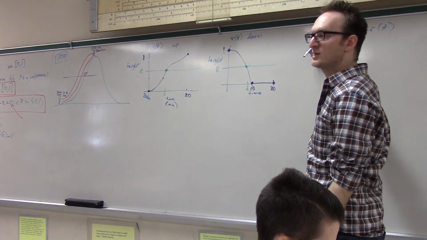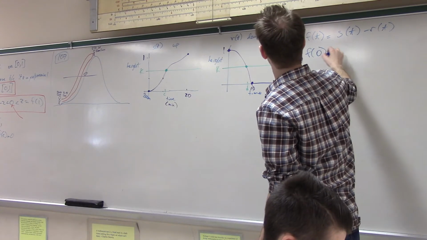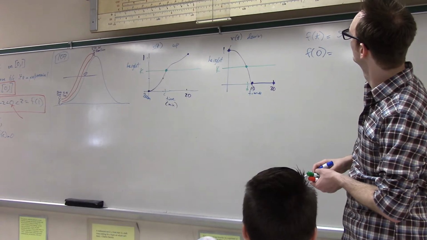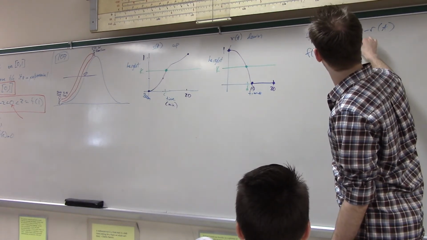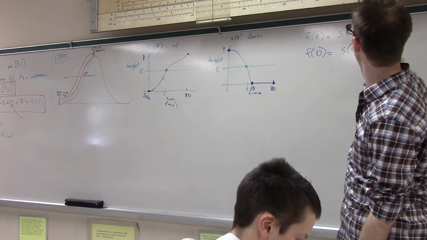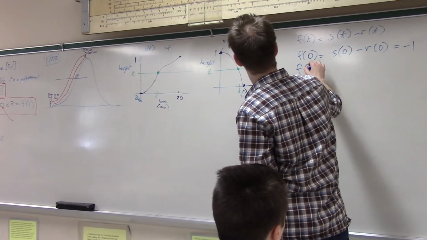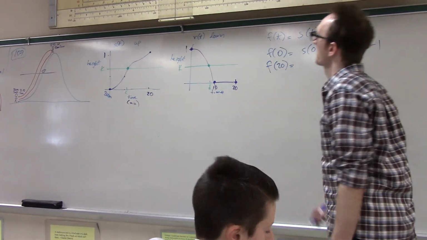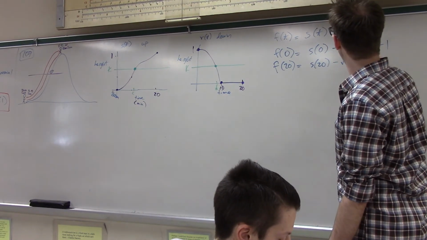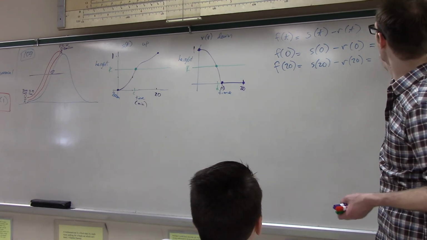If we define this new function f to be the difference of these two, then what is f of 0, for example? Eric? -1, yeah, it's s of 0 minus r of 0. S of 0 is 0 and r of 0 is 1, so this is -1. Does everyone agree? And what is f of 20? Yeah, that's s of 20 minus r of 20. S of 20 is 1, and r of 20 is 1.